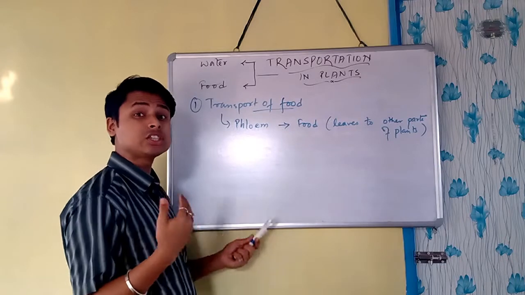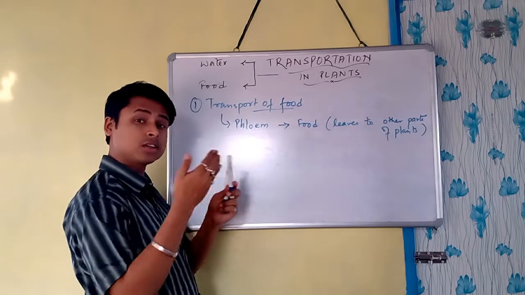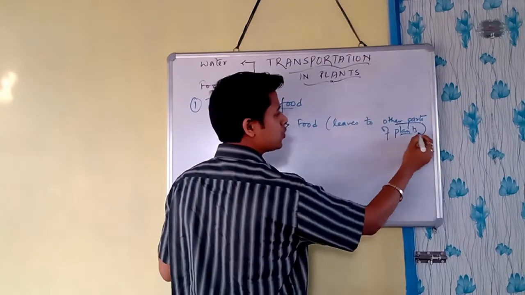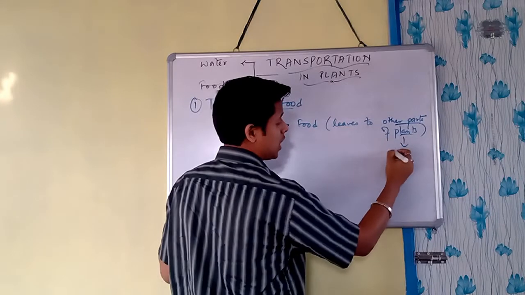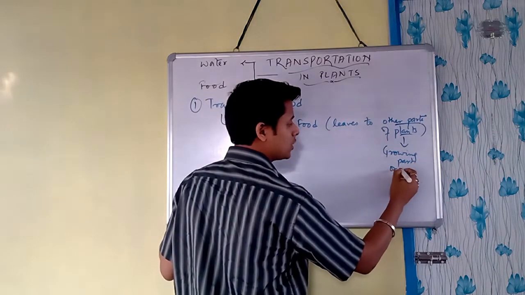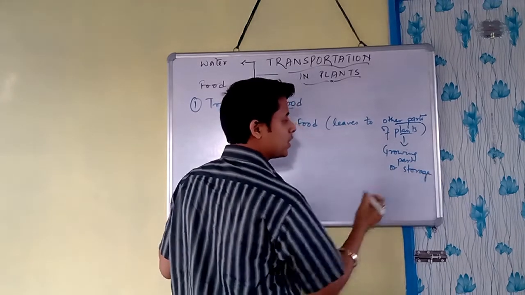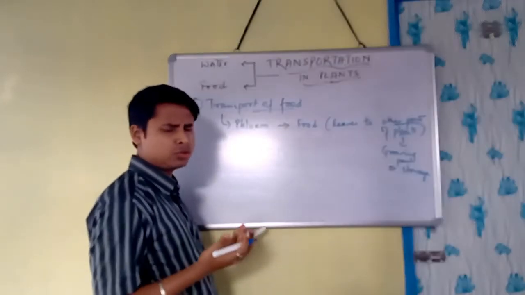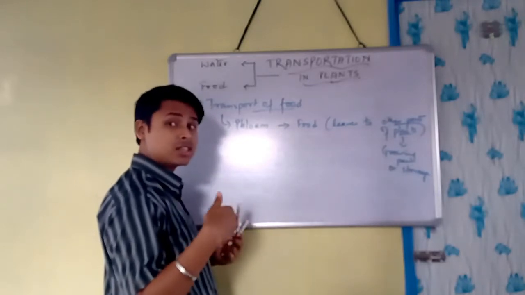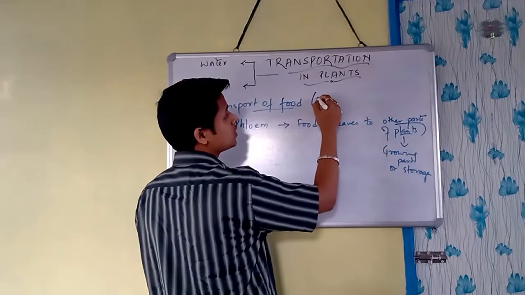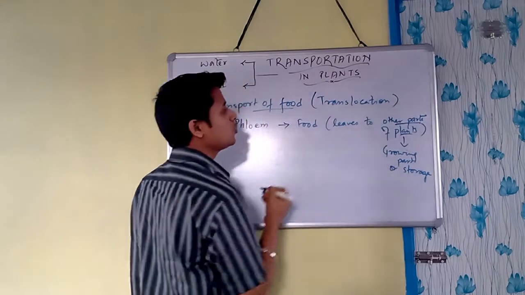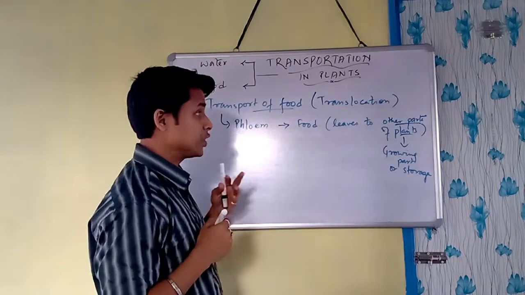Now the location is changing for the food, from one place to another. Why does it have to be transported to the other parts? Because either it is a growing part or it is a storage part. Because of that only it is getting transported to those particular parts, right? So it is getting translocated, and because of this the process is called translocation. The transport of food, the process name is translocation.